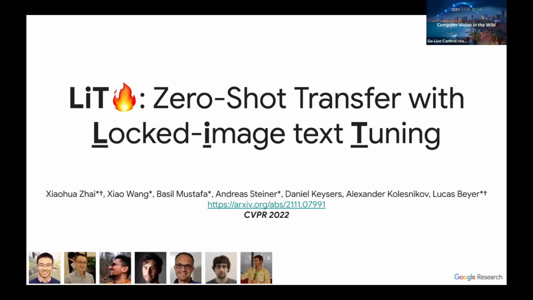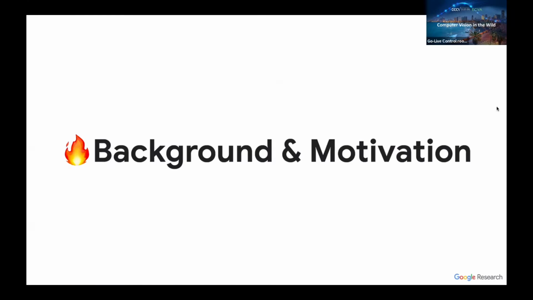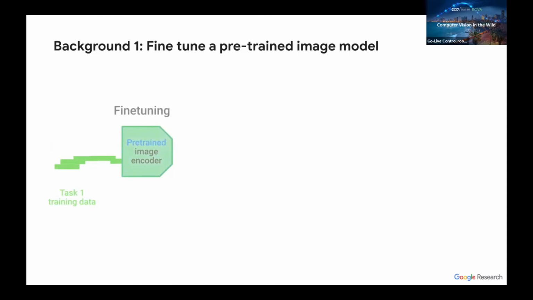It's called zero-shot transfer with locked image and text tuning. The background is as follows. With pre-training in the vision domain, normally one needs a pre-trained model and uses it to fine-tune on different downstream tasks. If there comes task one, it has to do fine-tuning on task one, even though task one contains very few data, like one shot per class.